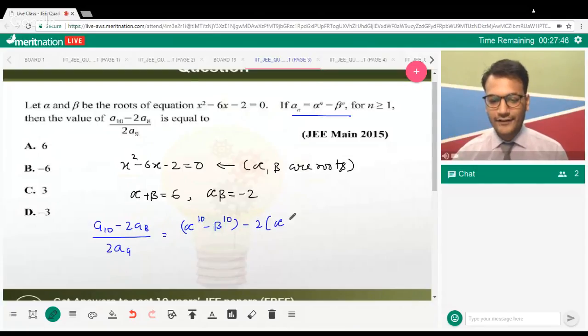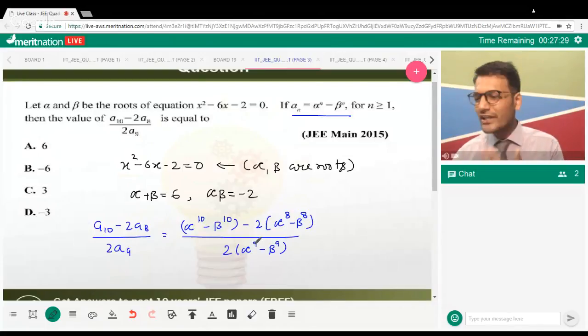Minus twice of alpha to the power 8 minus beta to the power 8. I've just replaced the values of n out here, nothing more than that. Minus beta to the power, sorry, this was 9. So alpha to the power 9 minus beta to the power 9. Absolutely amazing. Now, one quick observation, which if at all you can do, would be amazing.